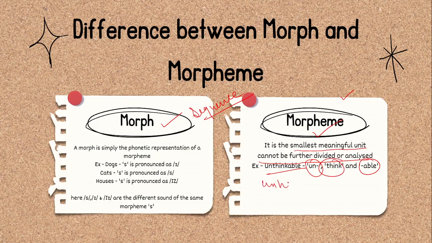When we write unhappy, in a previous video also we discussed this word unhappy. Here happy is the root word and un is added as a prefix. Un is a morpheme; when it is added, it means not, so it means not happy, correct? And happy is a morpheme that means joyful.